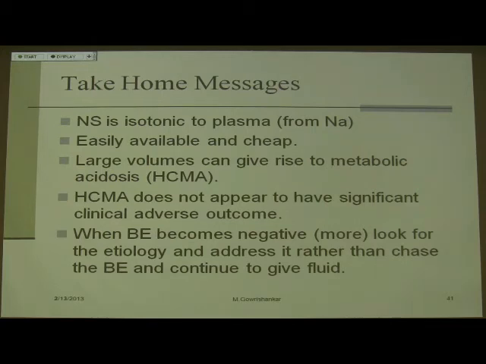And when the base excess is negative, meaning that it appears as if there is so much acidosis that you have to give the patient something, look for a cause, because it has to be increased anion gap, without which you cannot assume that the patient has got high lactate or high ketones or any of those things.